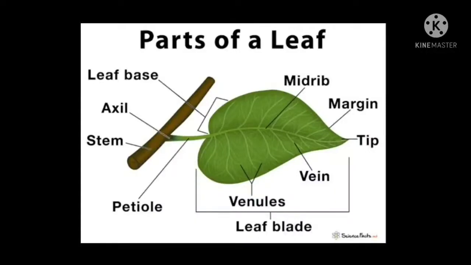Veins are small pipes. So, what do they take from the stem? They take water, food, nutrients from the stem and supply them to the leaf. The food that the leaf prepares is carried back to the stem. So, this is the main motive of having these veins.